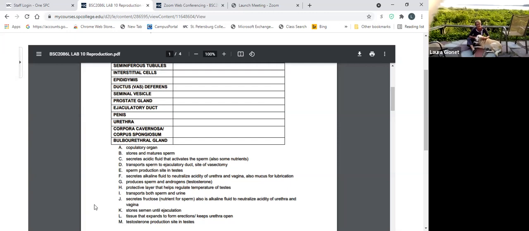K, stores sperm until ejaculation. That would be the ejaculatory duct. L, tissue that expands to form erections or maintains a patent urethra. That is the function of the corpora cavernosa and corpus spongiosum. And then M, testosterone production in the testes. Right, those are the interstitial cells.